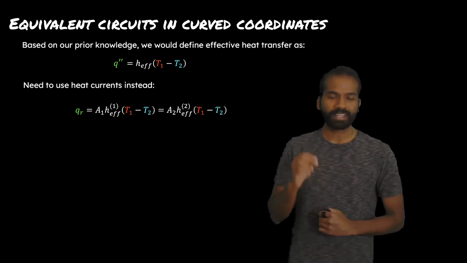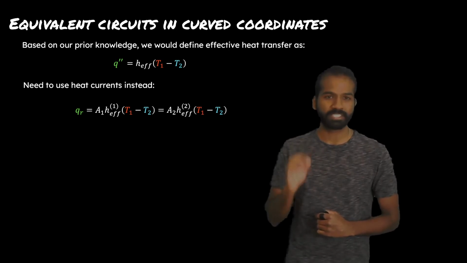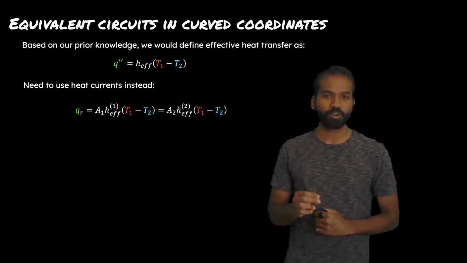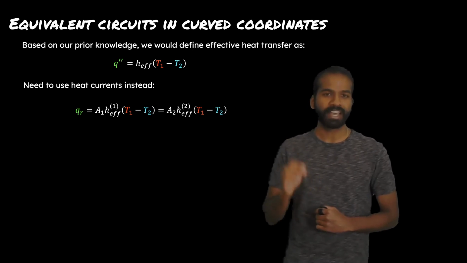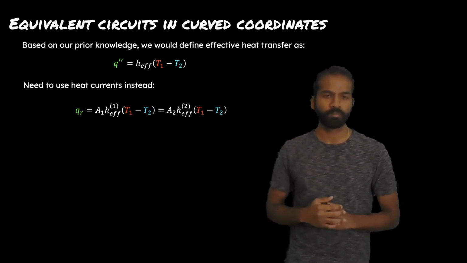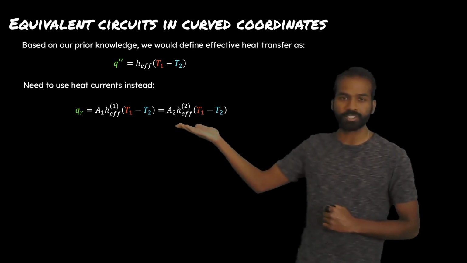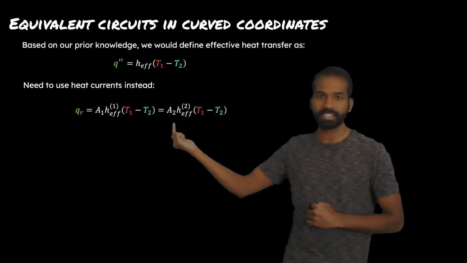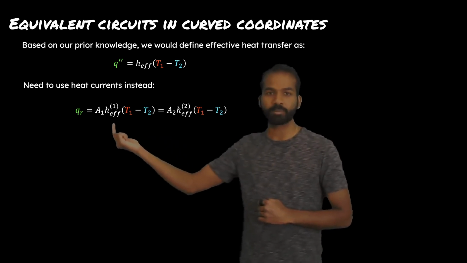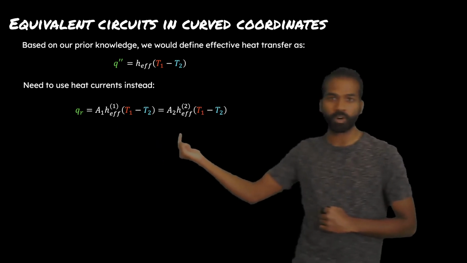This is important because it means that in curved coordinates, we have to always define a reference surface. The effective heat transfer coefficient for that medium between radius 1 and radius 2 depends on whether we've defined a reference surface at radius 1 or at radius 2. And we can see that here very clearly, that this expression and this full expression have the same value overall, but because the cross-sectional areas, A sub 1 and A sub 2, are different, we have to be explicit about the reference surface for the heat transfer coefficient, whether it's at surface 1 or at surface 2.